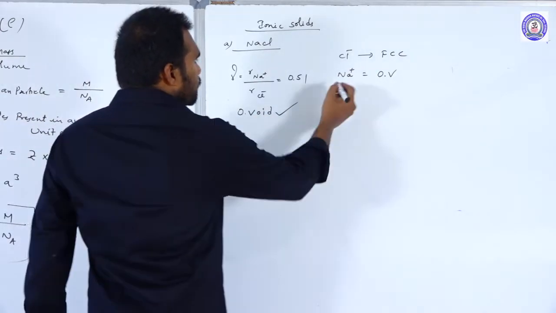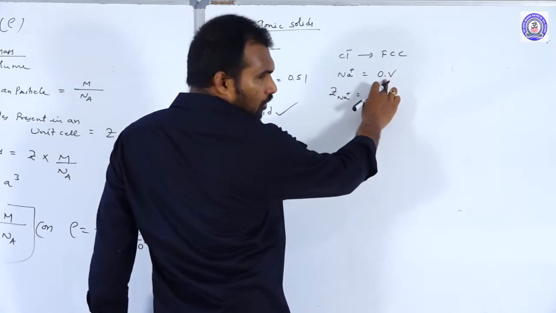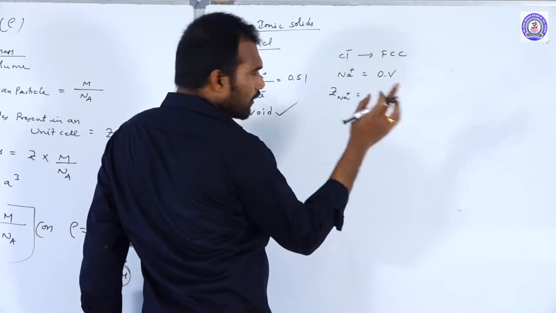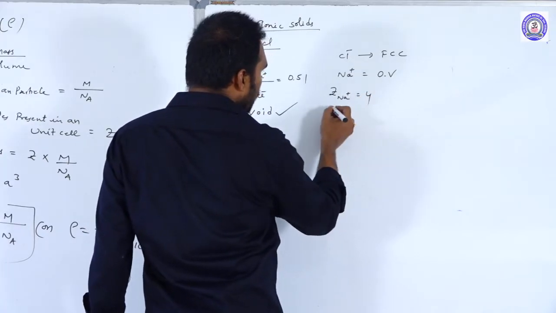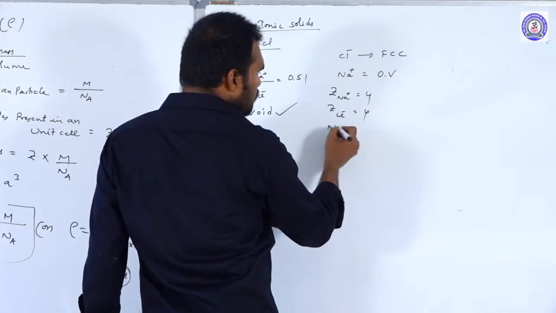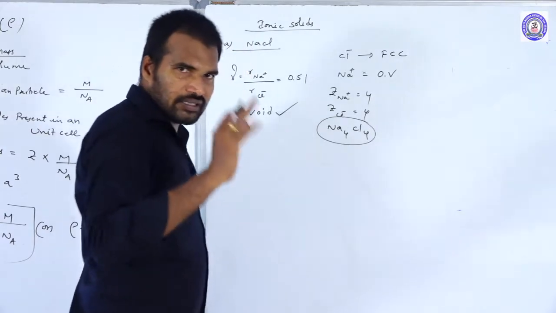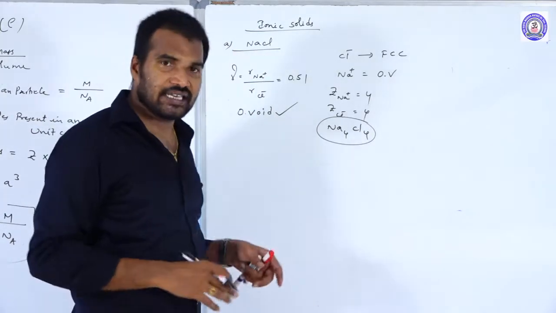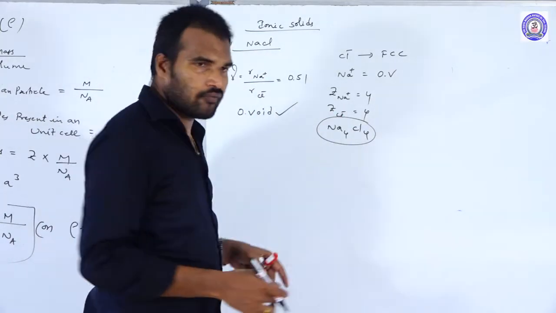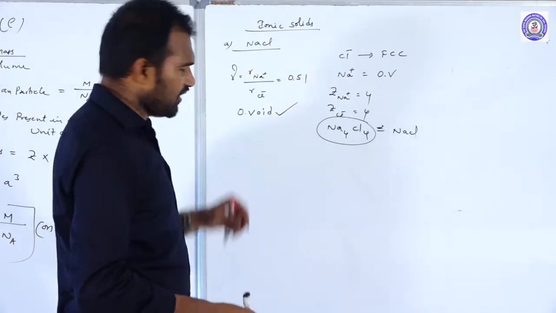Clear? So what is the Z value of Na+? Na+ is occupying octahedral voids. How many octahedral voids? 4 are there. So the Z value of Na+ is 4, and the Z value of Cl- is also 4. So the formula of this unit cell is Na4Cl4. What is the chemical formula of this NaCl unit cell? Na4Cl4. But we will generally write NaCl.